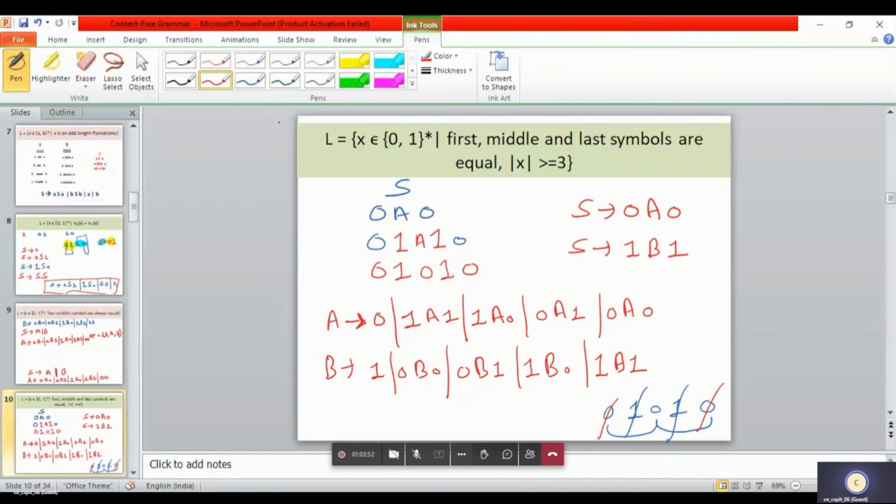So this is your final grammar. This is rule 1. We can say rule number 2. We have rule number 3. Or if you want to combine rule 1 and 2, you can also write like this. That is a more straightforward approach. We will replace S with 0A0 or 1B1.